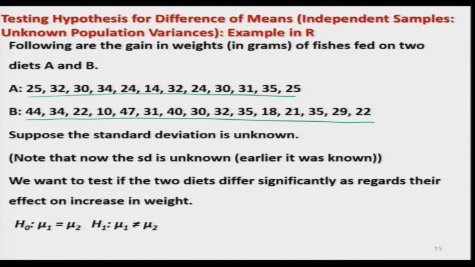Earlier we assumed that standard deviation was known to be 2, but now we are assuming that the standard deviation is not known to us, right. So, now we have to estimate it, and then we have to compute the T statistic, but we do not have to do anything. Well, if you want, you can do it manually also, but then we are going to use the R software to do the same job.